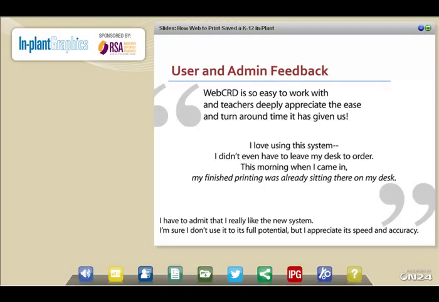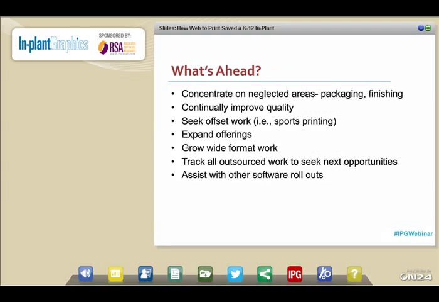So what's ahead for us? We're kind of on autopilot now in the Copy Center with WebCRD. So we're starting to concentrate on some of our neglected areas, finishing, packaging, things like that. We're constantly looking to improve quality. We are starting to go back out and find more volume in the buildings that is still out there, and things like sports programs, plays, things like that are going on in these buildings that they're running in-house still, or outsourcing. So I'm constantly fishing for where more volume is in the school district, because it is out there.